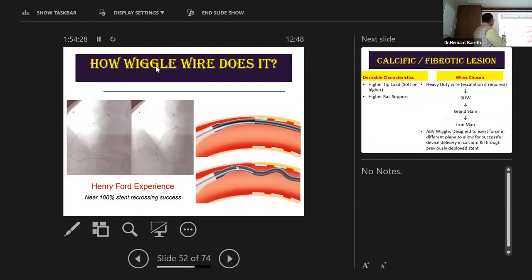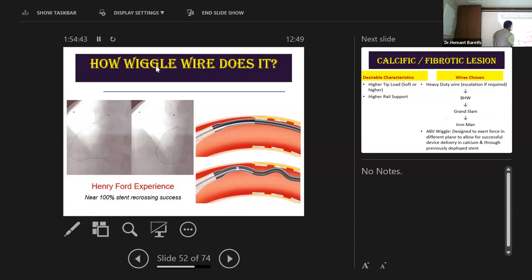So you see, same thing. There is an experience where, in crossing stent struts, this particular operator achieved 100% success using this particular wiggle wire.